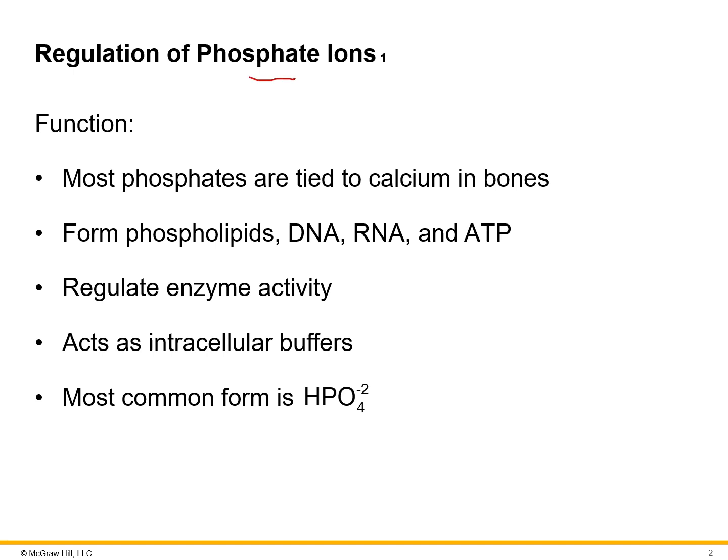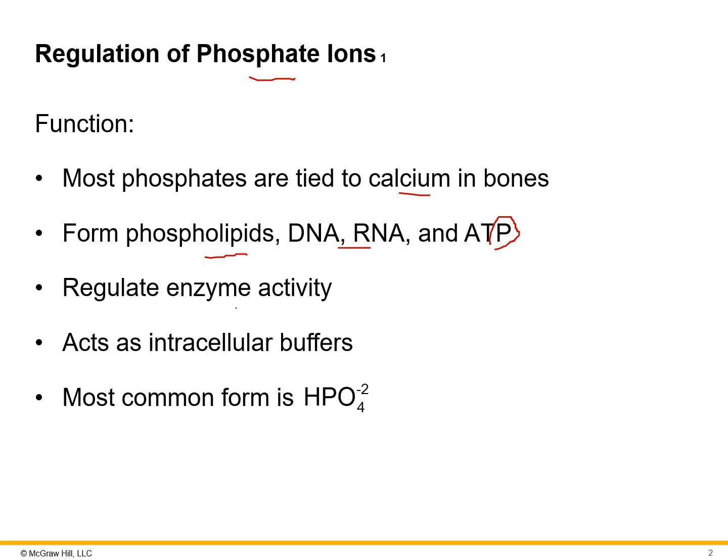So first of all, what does it do for us? Multiple things. So first of all, it's tied to the calcium in our bones to help calcify and harden bones, but also it forms phospholipids that make up those cell membranes that control what's coming in and out of the cell. Our genetic information, DNA and RNA, have a sugar phosphate backbone, so phosphates are used to make up those nucleotides. And then finally, our energy stores, so ATP, that P is a phosphate group. So adding and removing that adds or removes energy from that molecule.